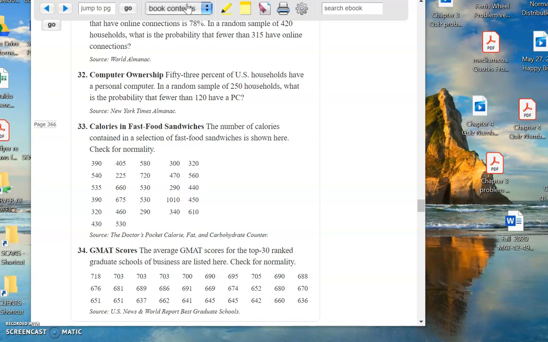We're talking about calories in fast food sandwiches. It says the number of calories is shown below. Check for normality. So we want to check for normality. What the heck does that mean? Okay, so let's talk about that, and then we're going to use calculators to actually solve the problem.